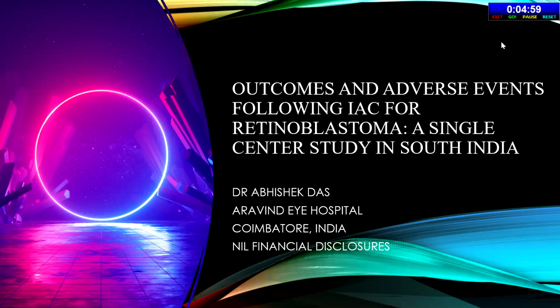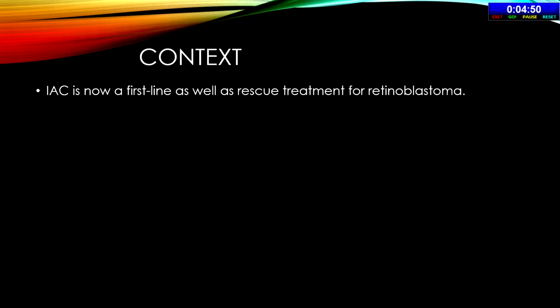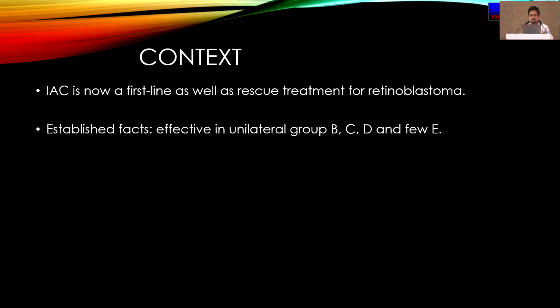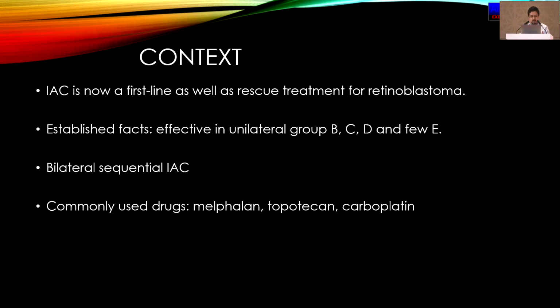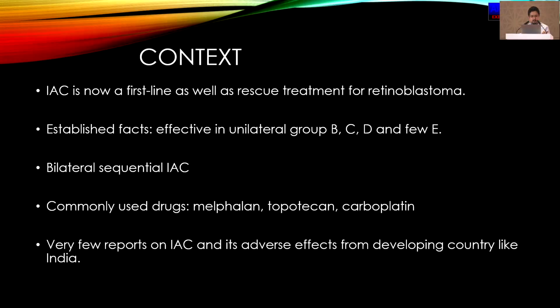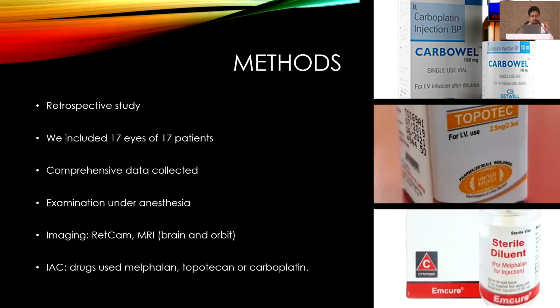Good morning, everyone. Today I'll be presenting on outcomes and adverse events following intraarterial chemotherapy for retinoblastoma. It's a single center study. In context, IAC is now a first line as well as a rescue treatment for retinoblastoma, and it is very effective in unilateral groups B, C, D, and E. Bilateral sequential IAC has also been reported. Commonly used drugs are melphalan, topotecan, and carboplatin, as we all know, but very few reports on IAC and its side effects from a developing country like India have been reported.